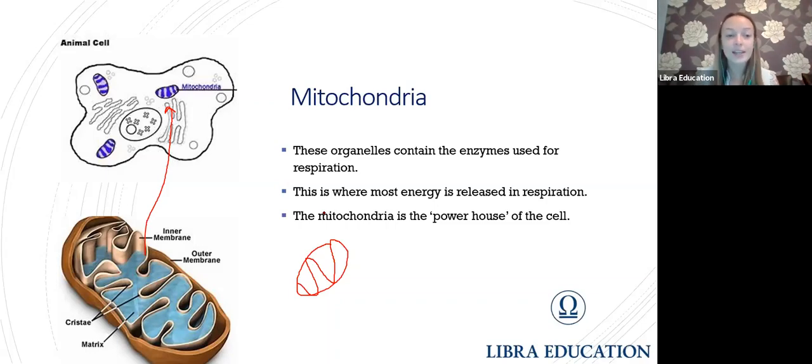And a typical phrase that you may have heard before is the mitochondria is the powerhouse of the cell. Now, I think you can one-up your answer by saying instead that these organelles contain the enzymes that we use for respiration. This is where the majority of the energy is released in respiration. But if not, when in doubt, the mitochondria is the powerhouse of the cell.